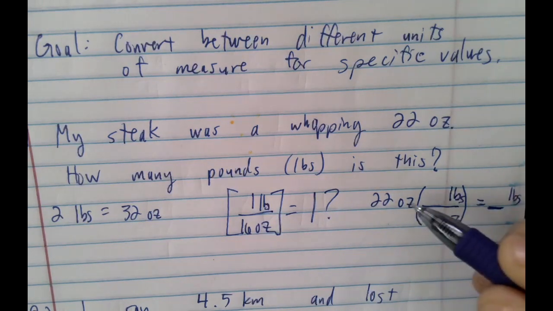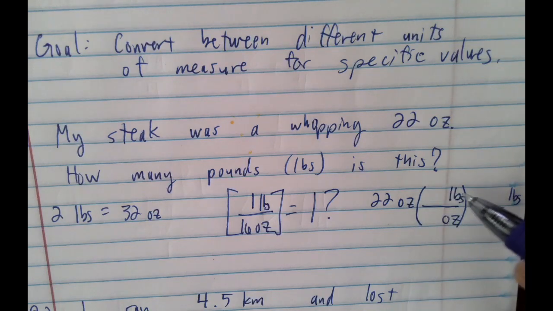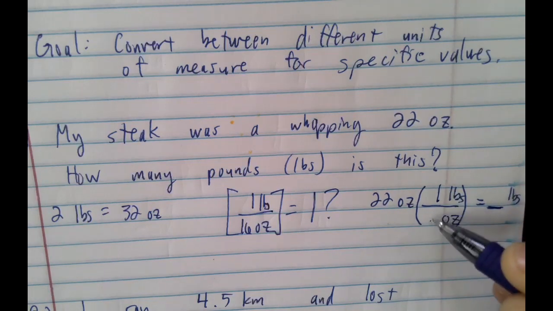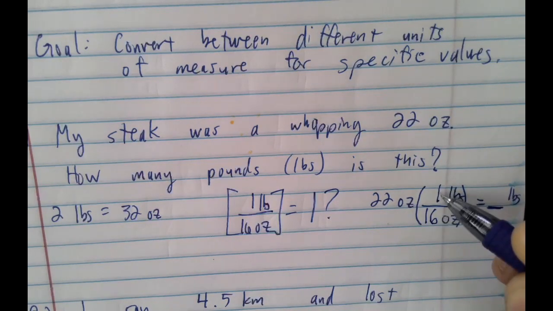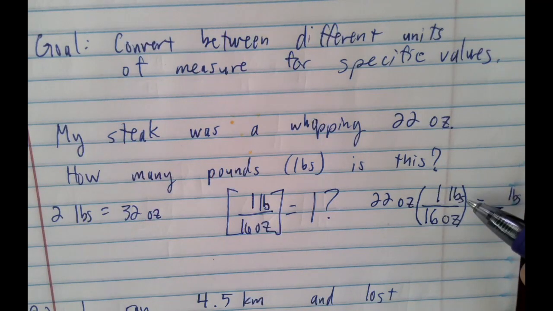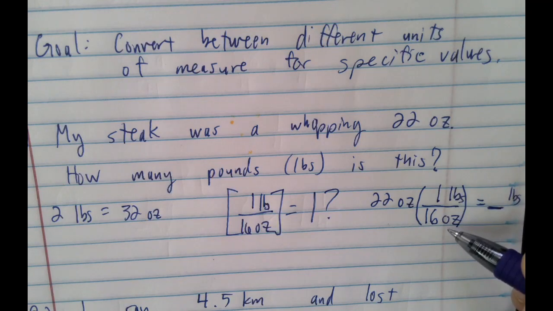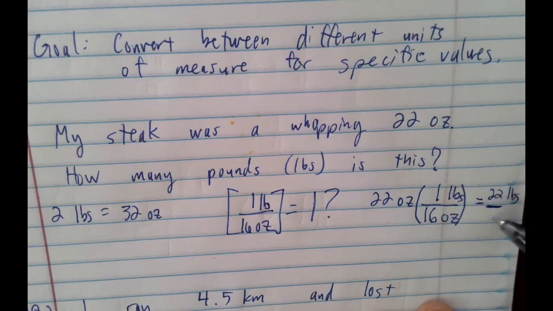So 22 ounces, I'm going to multiply by the number of pounds and the number of ounces. Now, how did I know that? Well, that came from my table. 1 pound is equal to 16 ounces. Okay, so that's how many pounds? Well, it's just 22 over 16.